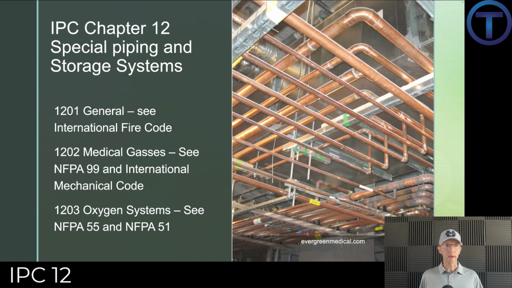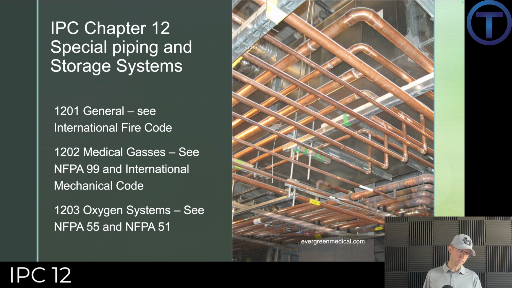As we look at chapter 12, it's all about special piping and storage systems. And particularly, we're looking at things like med gas. 1201 gives us the scope, and it just says the provisions of this chapter shall govern the design and installation of piping and storage for non-flammable medical gas systems and non-medical oxygen systems, and all maintenance and operations of such systems are referred over to the International Fire Code. So here we have just a reference. Whenever you're looking for information on these, check out the Fire Code.